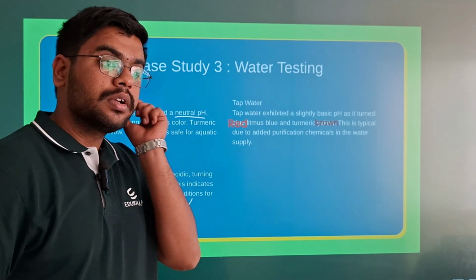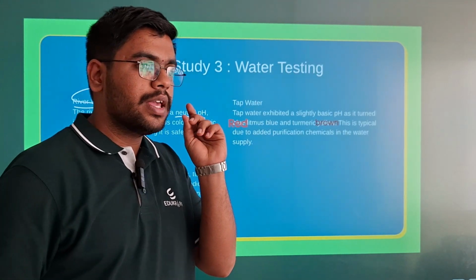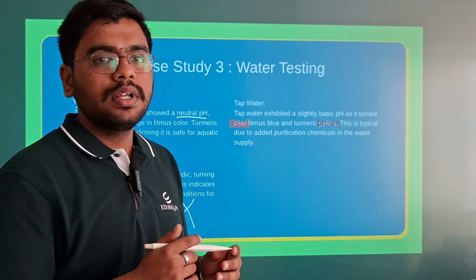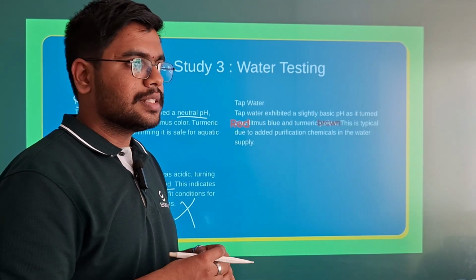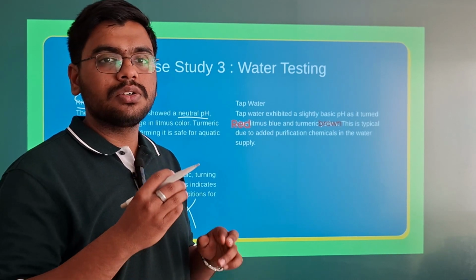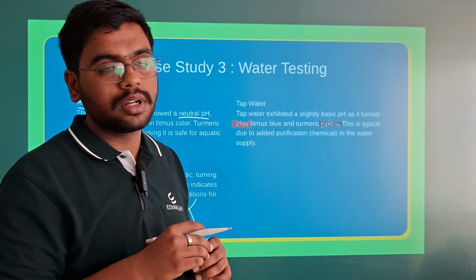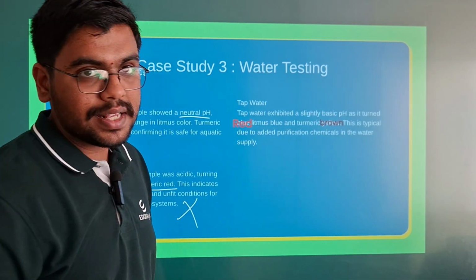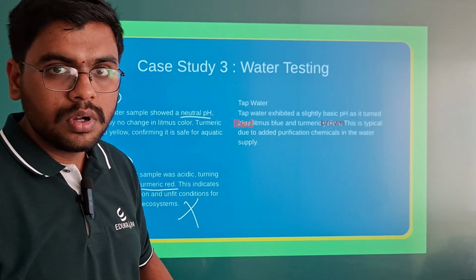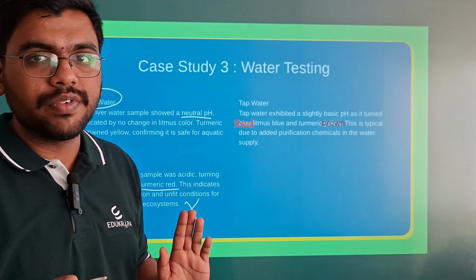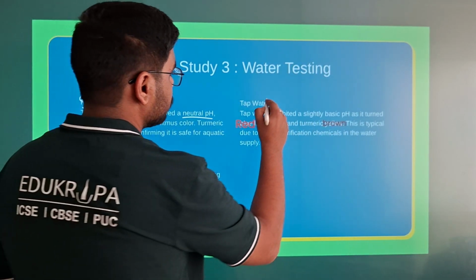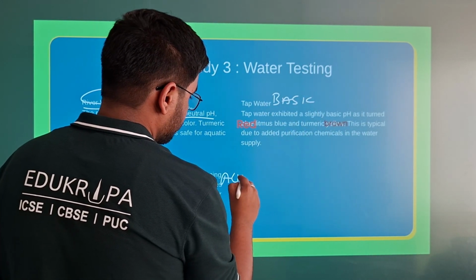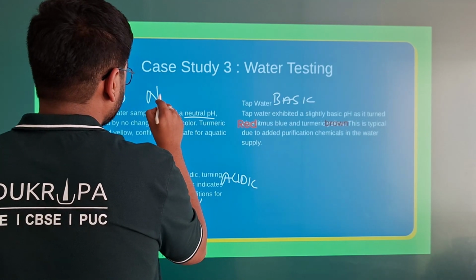Next, we come to the tap water. Here in tap water, there is one point that you have to observe. For the cleaning of the water, certain chemicals are mixed. There are certain salts and basic substances mixed to kill the germs in the water. So what happens? Tap water exhibited a slightly basic pH as it turned red litmus paper blue and turmeric brown. This is the observation done. So you can conclude that this is basic in nature, this was acidic, and this was neutral.